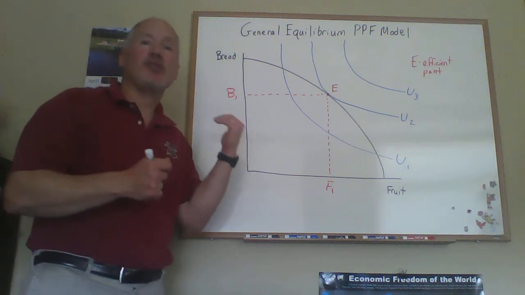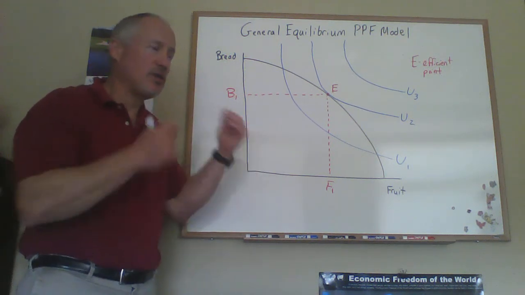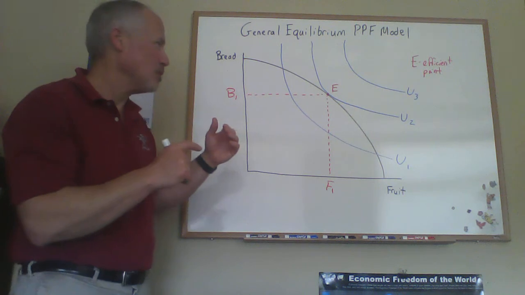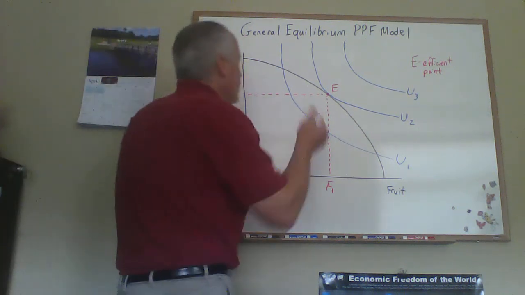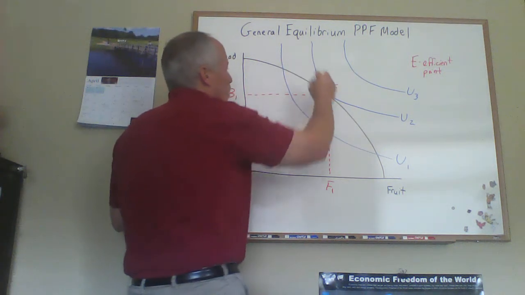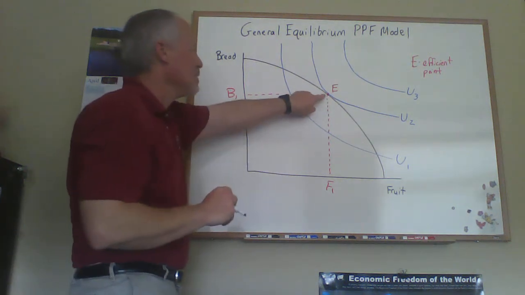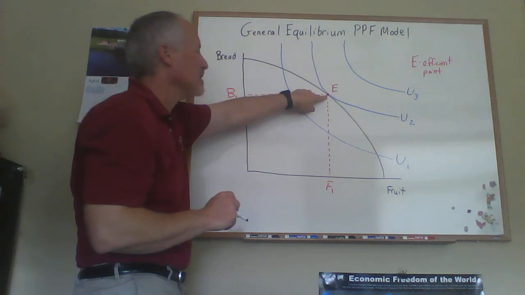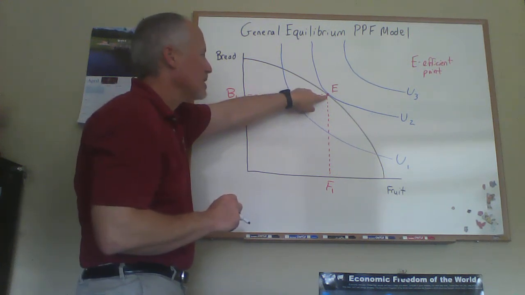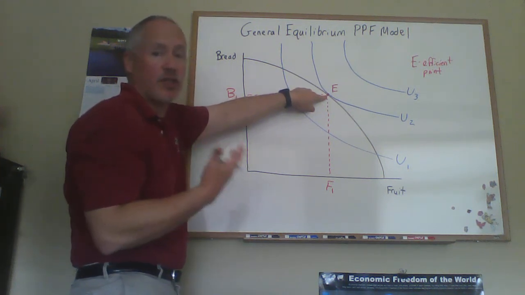And so in other words, it would be the slope of a budget line or a slope of a price line that would be relevant. And to get equilibrium in this model, the equilibrium price line is going to have the same slope as the PPF and the indifference curve at point E, which is the tangency point.